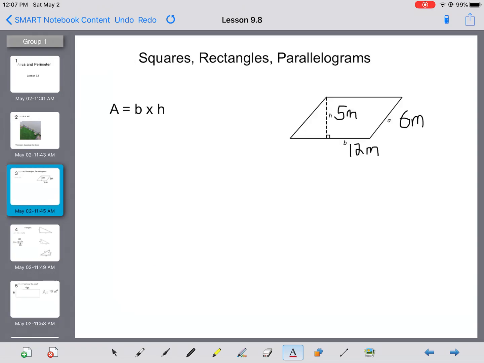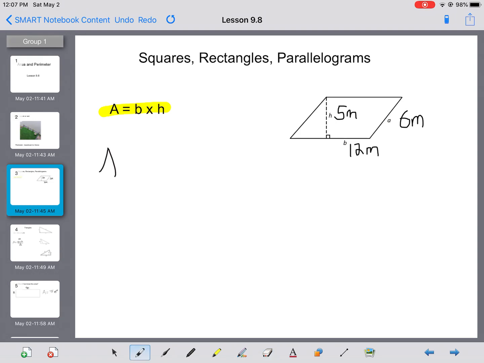All right, so let's talk about squares, rectangles, and parallelograms. I'm only going to do one example here because you have been working with area since probably grade 5. For squares, rectangles, and parallelograms, we always use the same formula. Area equals base times height. For a square, you could also say area equals base squared, which is really base times base, because remember with a square, your base is the same as your height. But if you want to keep it simple, for all three of these, the area is the base times height.